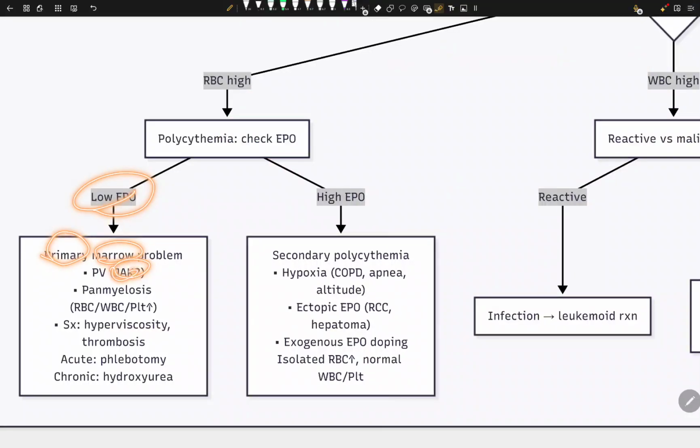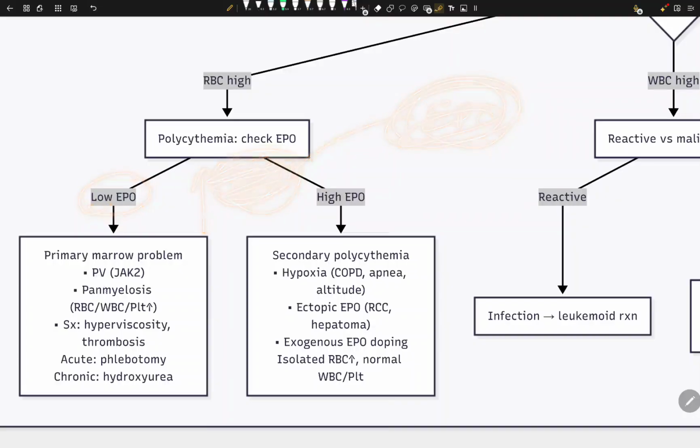We have JAK2 mutation, right? Polycythemia vera, weird name. PV. Polycythemia vera, JAK2 mutation. We have low EPO, but still the RBCs are up, right? Because we have a cancer, we have a problem, we have a mutation that is producing its own EPO.